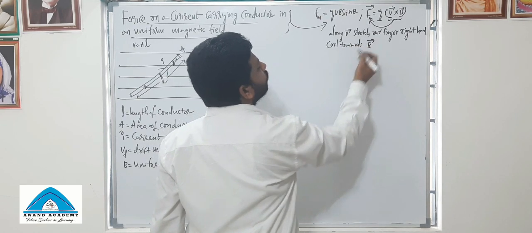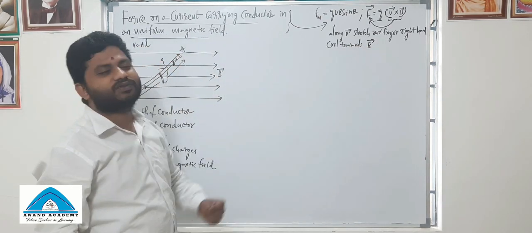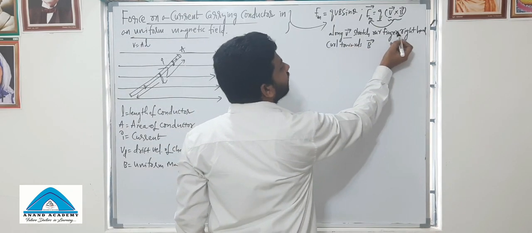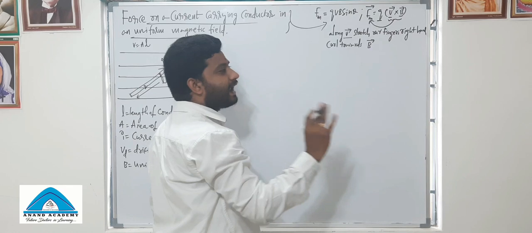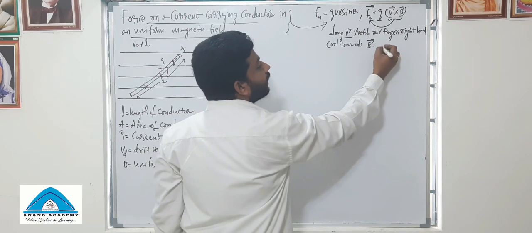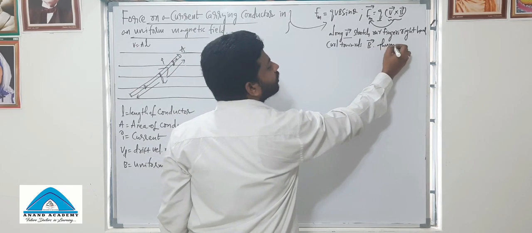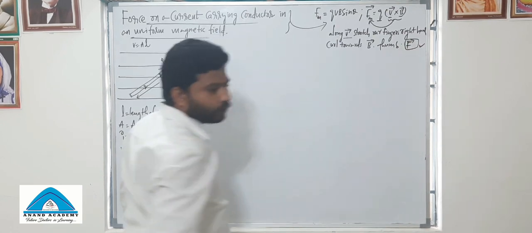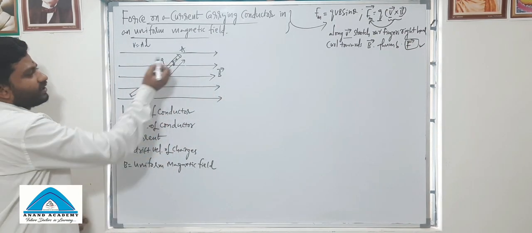So already you know these things. That's why I am writing in the small font. So along V bar, we need to stretch our fingers of right hand and curl towards B bar. Then your thumb will give you the direction of magnetic force. So the same thing on this charge.